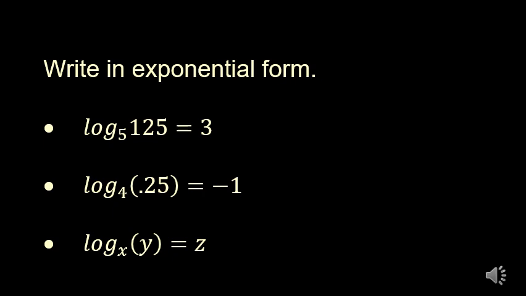So here's some questions that are a lot like what you're going to be asked to do on worksheets and eventually on your quiz. The idea is that you're supposed to write the first one as 5 to the something equals something, and similarly on the other two. So again, look at those for a minute and see if you can figure out the answers.